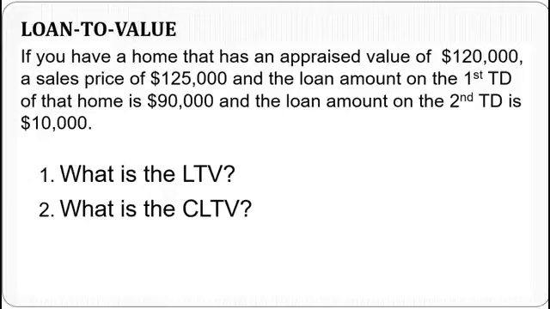Here is your problem. If you have a home that has an appraised value of $120,000, it has a sales price of $125,000. The loan amount on the first is $90,000. The loan amount on the second is $10,000. Calculate the LTV and the CLTV, and I'll let you know if you're right or wrong. Take a few minutes to do that.